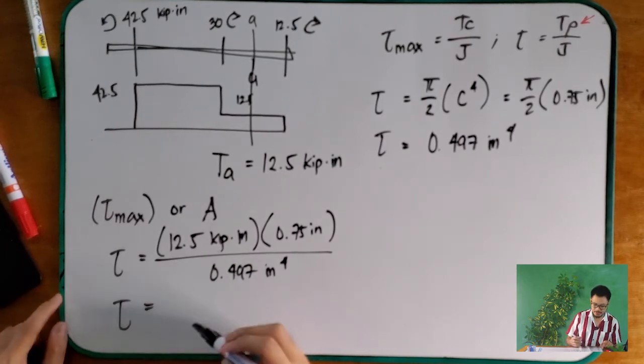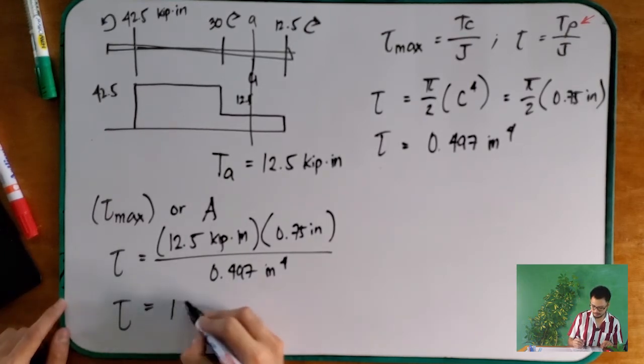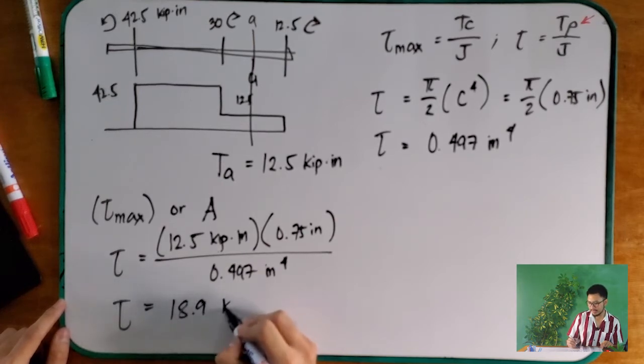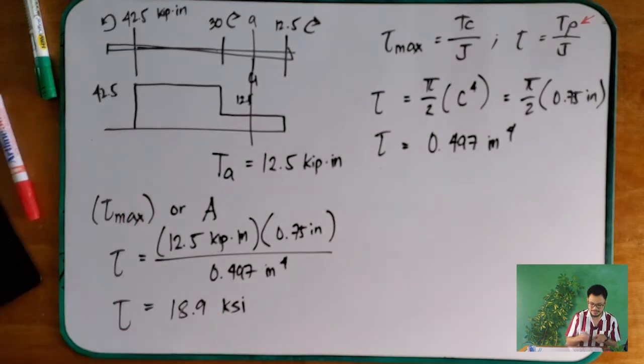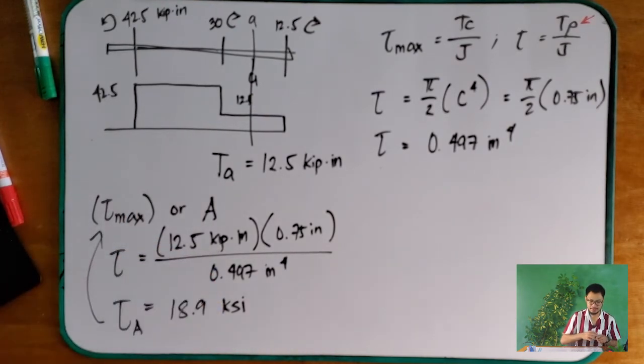And that is your 18.9 kilopounds per square inch. So that is your tau max or your tau A. Okay?